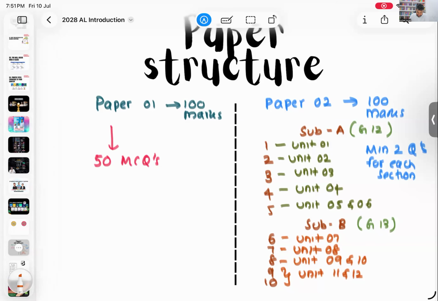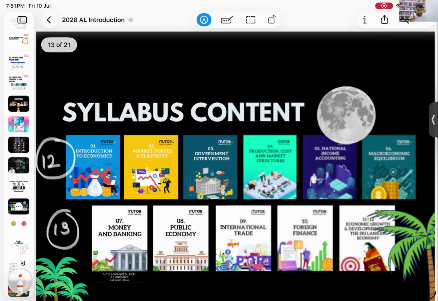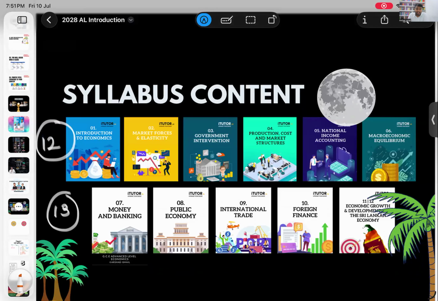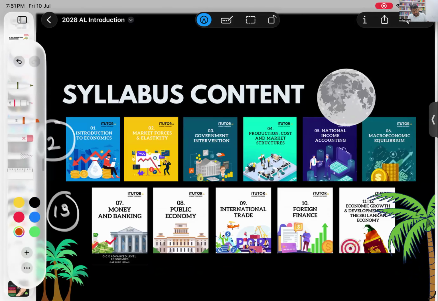If you even looked at this picture, why was there a moon and a coconut tree? The moon and the coconut tree is: you shoot for the moon. Shoot for the moon is, you shoot for 100 out of 100. But you might not get 100 out of 100 in reality. You will at least hit a coconut tree. So you shoot for the moon, you at least hit a coconut tree.